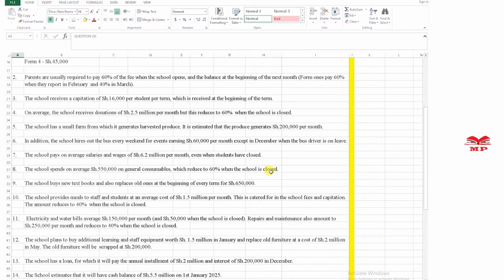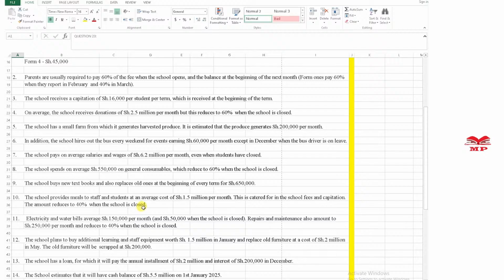Number 9, the school buys new textbooks and also replaces old ones at the beginning of every term, for statutory compliance, 650,000. Number 10, the school provides meals to staff and students at an average cost of 1.5 million per month, which reduces to 40% when the school is closed.